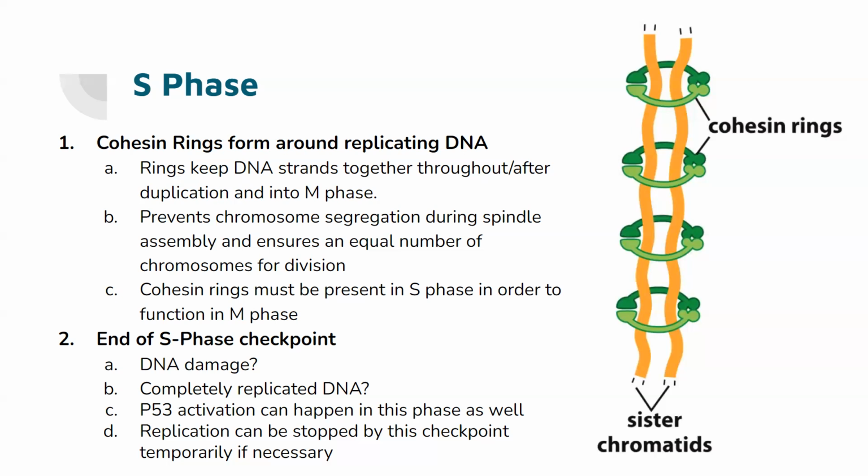Yeah, so it constantly checks for it, but P53 is not the only molecule that checks for DNA damage. And so in this checkpoint, replication can be stopped temporarily. And as we saw in the previous unit, if it halts for too long, then it just goes into apoptosis.